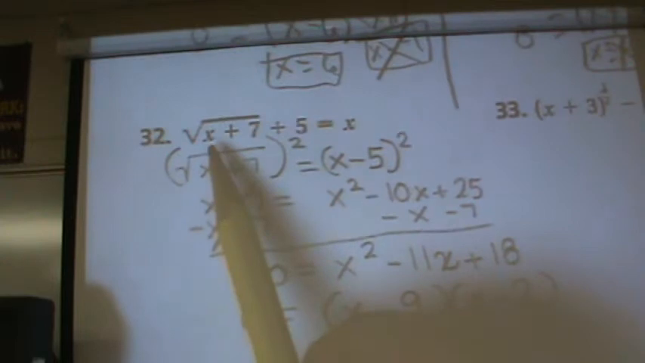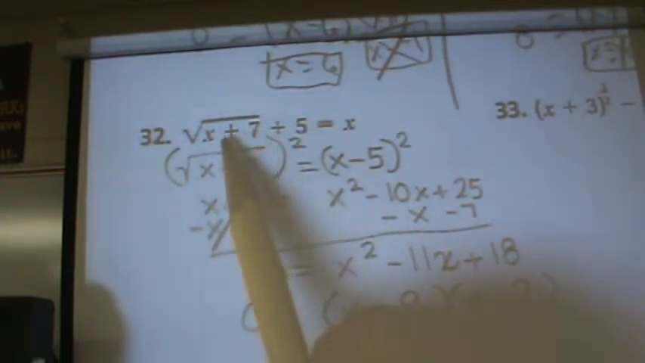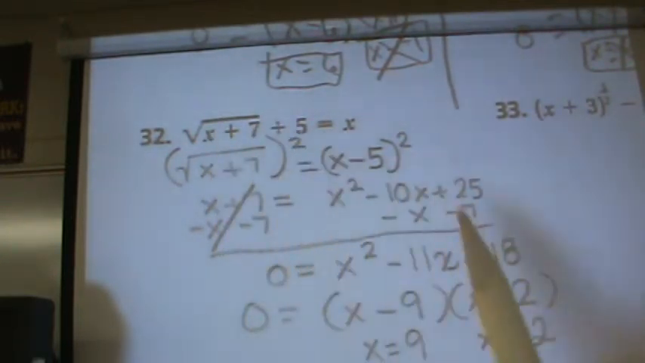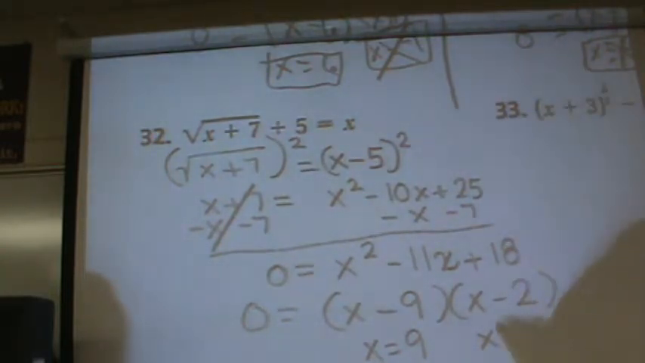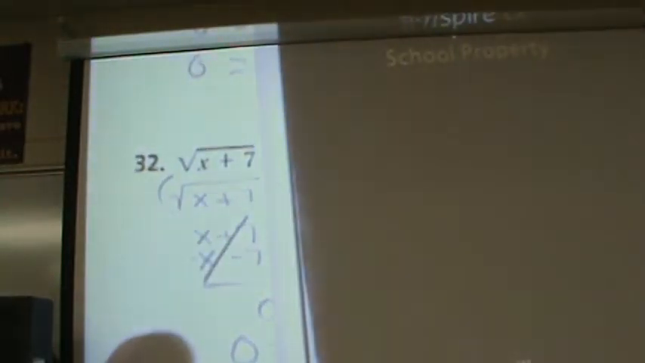Because when I plug 2 in here, 7 and 2 is 9, square root of 9 is 3, and 3 plus 5 is 8, not 2. So this answer is extraneous. Now, when you checked it, did you get the right answer? Yeah. So let's do it again.